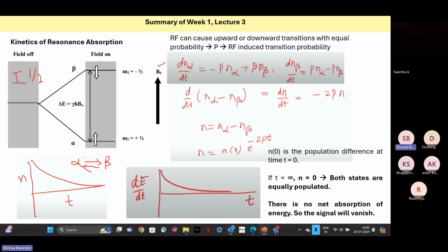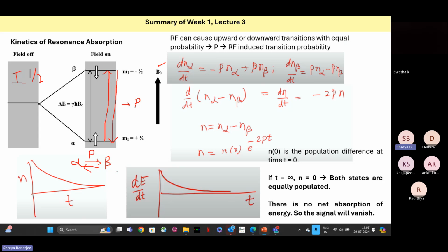So how would you write the rate equation for such an equation? So d n alpha dt, where n is the population of the alpha level, is minus P. So first we'll define a term P, that is the probability of transition. So it can either go from alpha to beta, or it can come from beta to alpha. And the probability of both these are equal, and this is P. So P is kind of like the rate constant of the reaction.